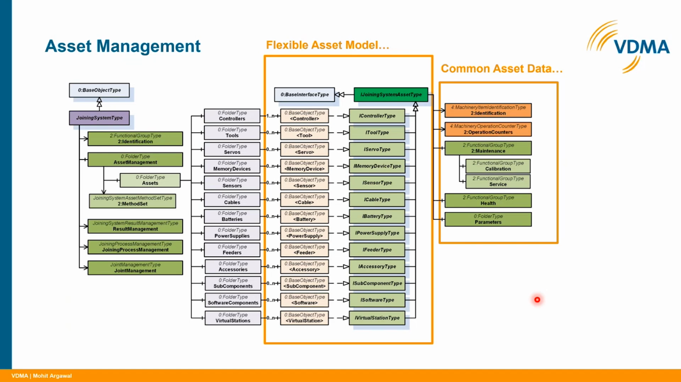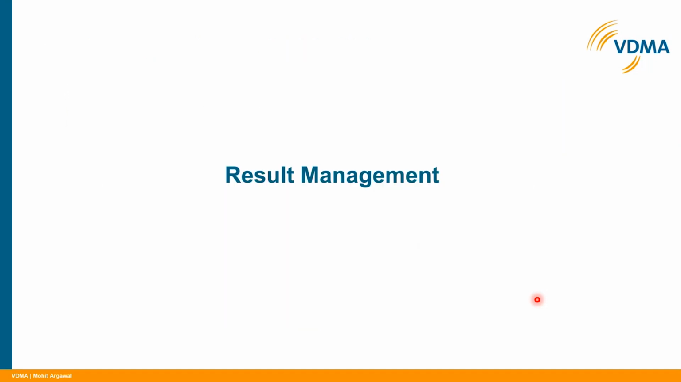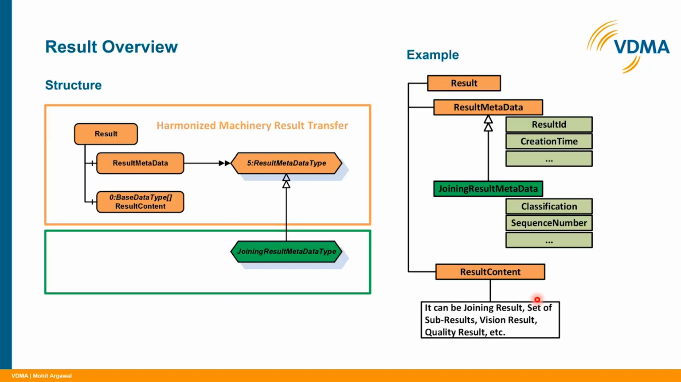This covers an overview about asset management. The next use case is result management. So we discussed asset management. We discussed the reuse of base specifications like machinery building blocks and asset management basics. With respect to results, again, we reuse a base specification called machinery result transfer.